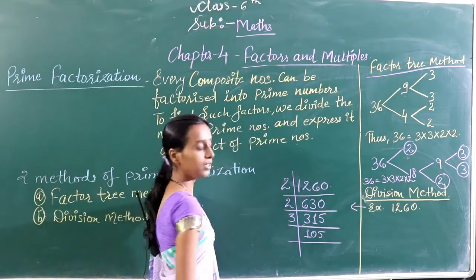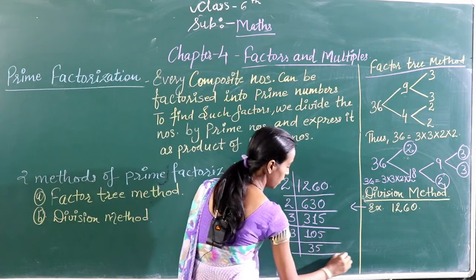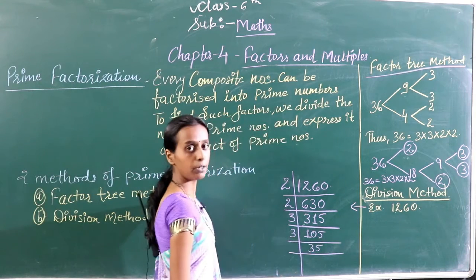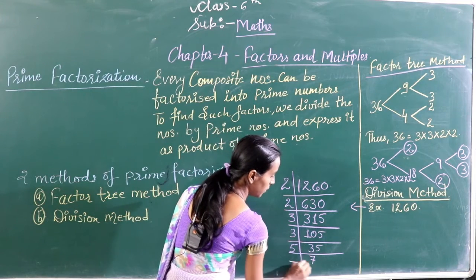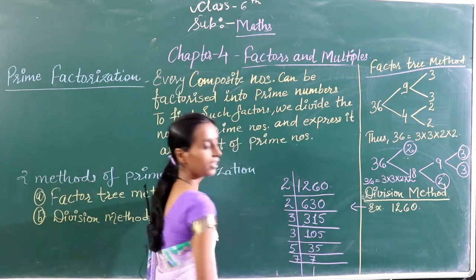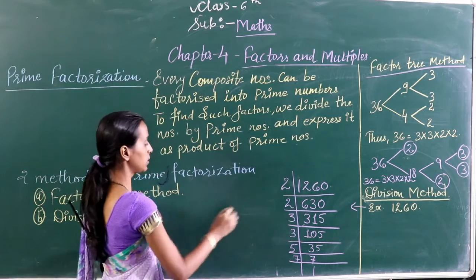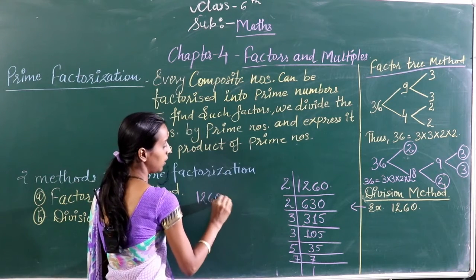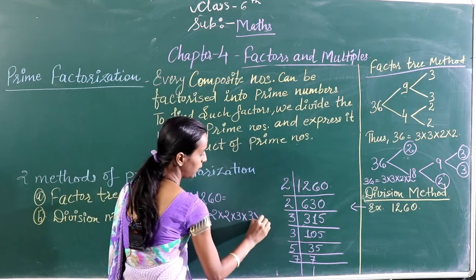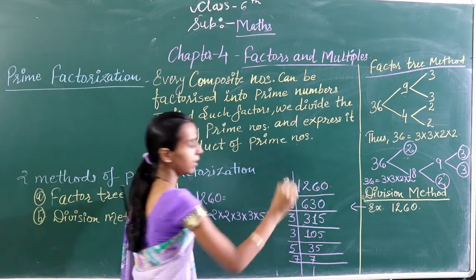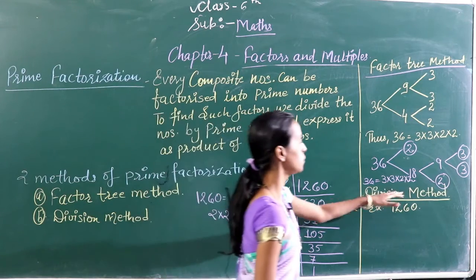Again, can we divide it by 3? Yes, 3 3s are 9 and 3 5s are 15. We got 35. Now can it be further divided by 3? No. 35 comes in the table of 5. So 5 7s are 35 and 7 1s are 7. So here you can see we get all the prime numbers. So what will be the factors of 1260? It will be 2 into 2 into 3 into 3 into 5 into 7. So in this way we can solve the prime factorization using the division method.